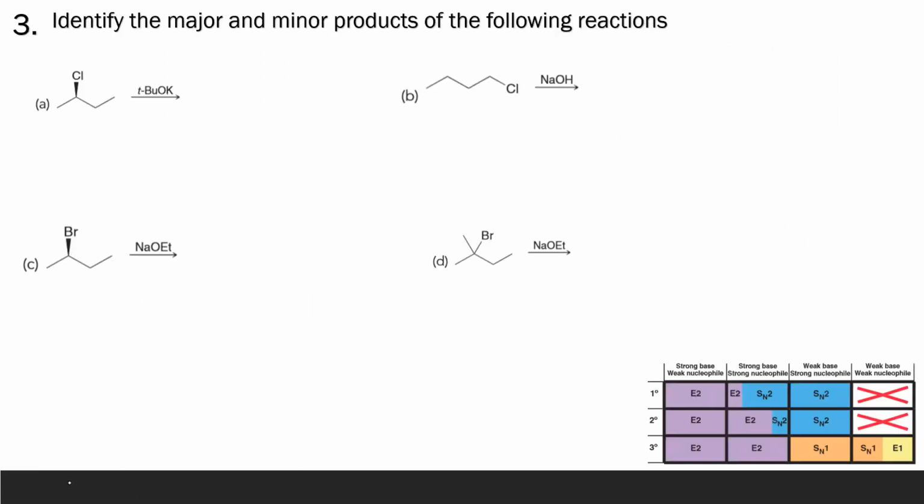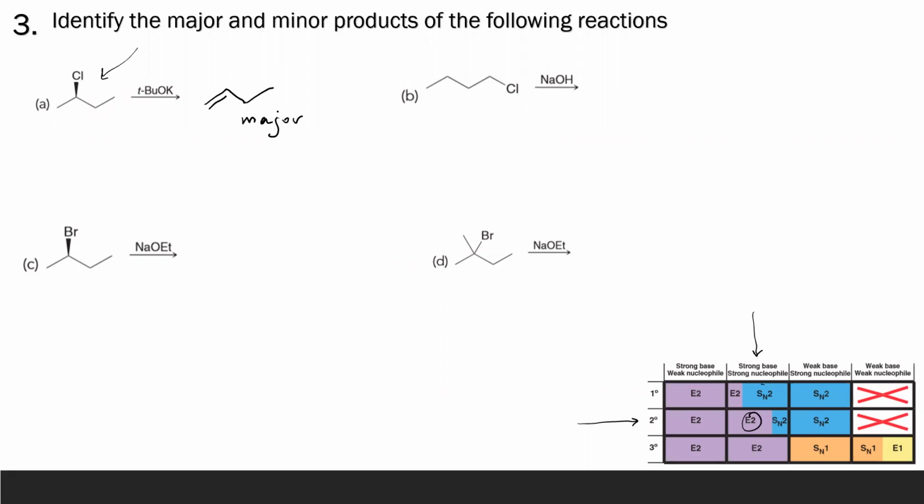Identify the major and minor products of the following reactions. All right, so in this case, we have a secondary substrate, and we're treating it with tert butoxide. This is a strong base, strong nucleophile, but it's also a very bulky, sterically hindered base. So we look at our chart down here. We've got a secondary, a strong base, strong nucleophile. We're going to produce mostly the E2 product. And in this case, the majority product is going to be our Hoffman product because of the base that's used.